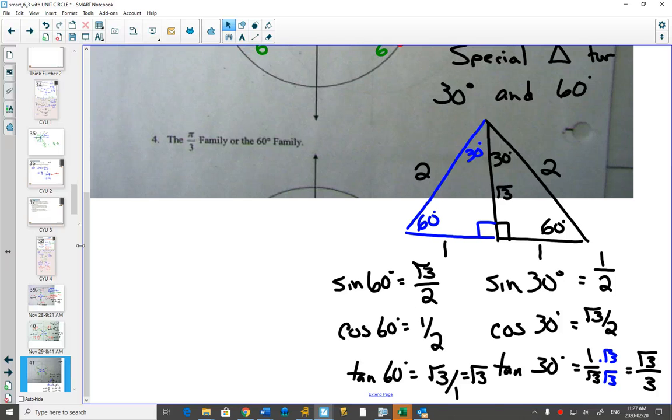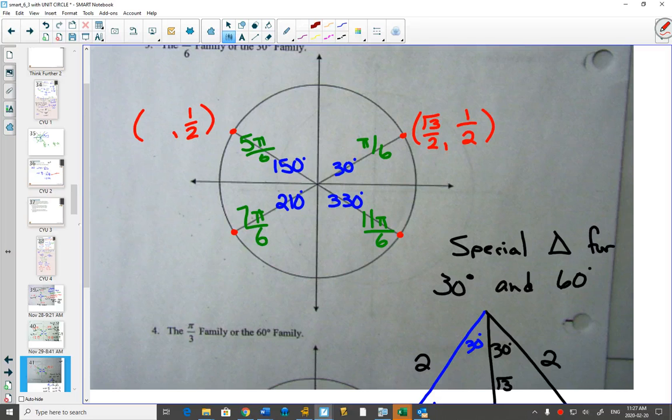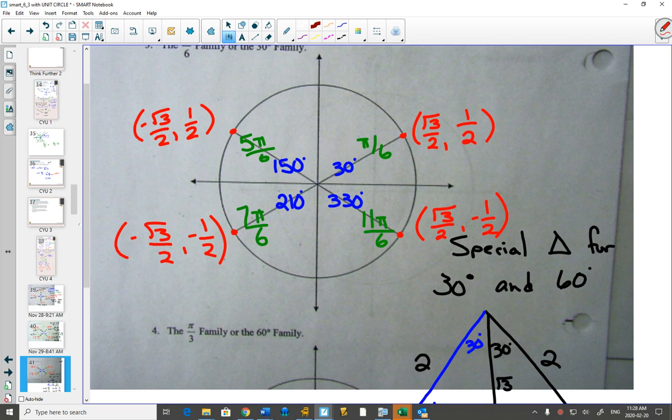So we can now go back and label our coordinates. Our x-coordinate is cos. Cos of 30 degrees, root 3 over 2. Sine of 30 degrees, 1/2. In quadrant 2, the x-coordinate would be negative, the y-coordinate would be positive. In quadrant 3, they would both, the x and the y-coordinate, be negative. And in quadrant 4, the x-coordinate would be positive and the y-coordinate would be negative.